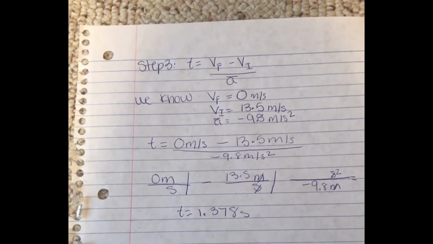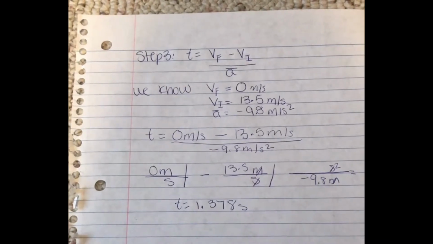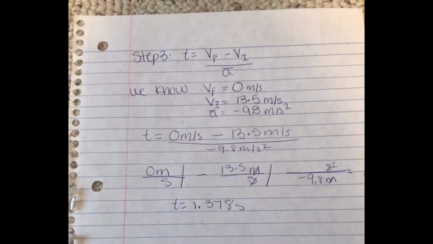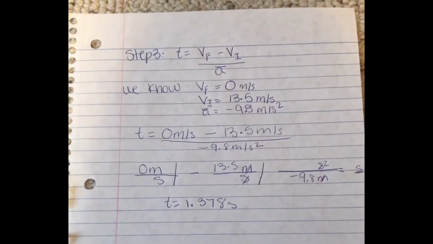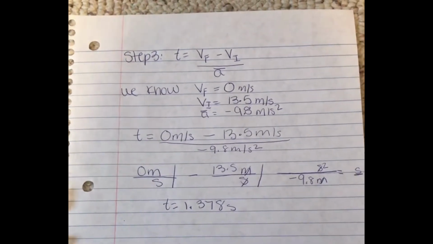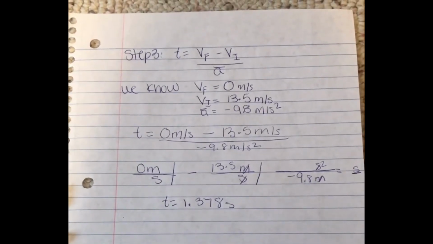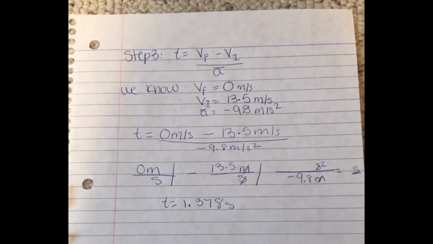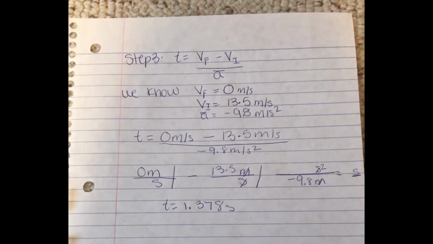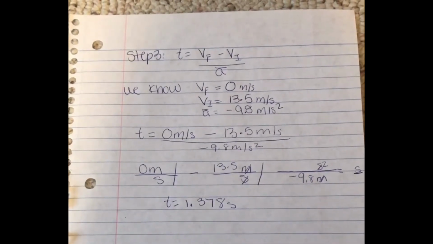We know the final velocity is 0 meters per second. We know the initial velocity is 13.5 meters per second because we are trying to figure out the first time the ball is half of its initial velocity, and the initial velocity is 27 meters per second. So half of 27 is 13.5 meters per second. And the acceleration is negative 9.8 meters per second squared because that is the force of gravity, and in a free fall equation, the force of gravity is equal to acceleration.